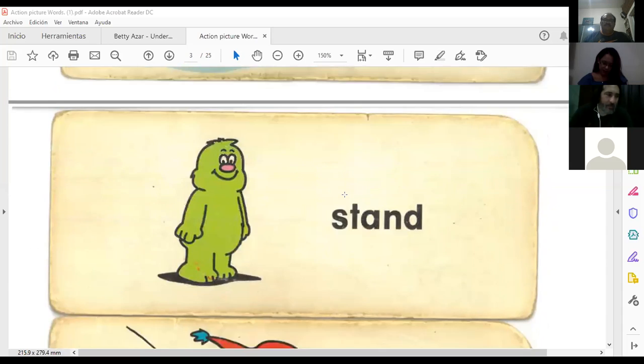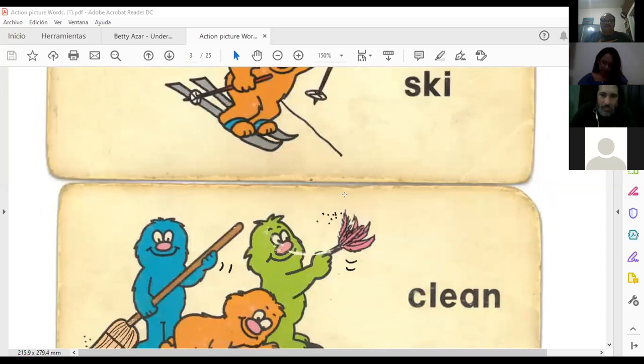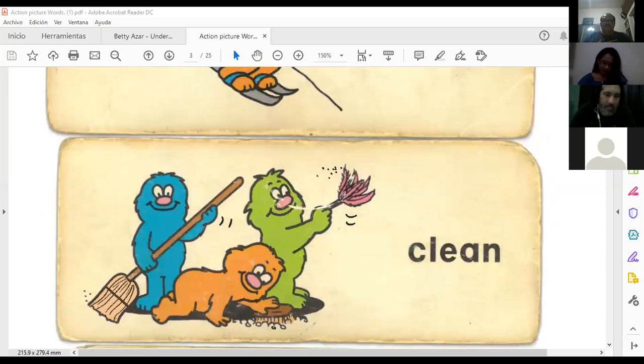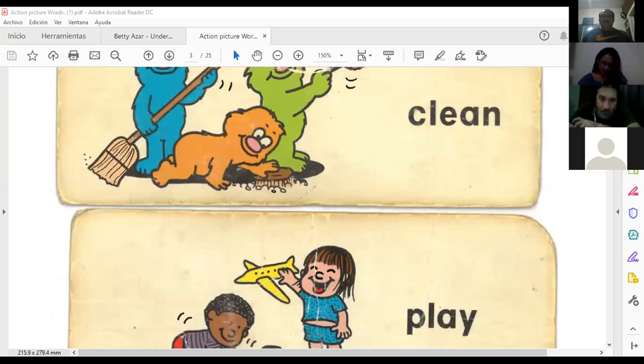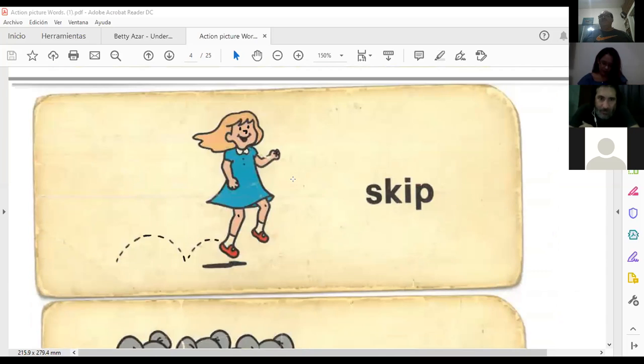Stand, stood, stood. Ski, ski, skid. And like that, right? So remember to have all these verbs fresh in your mind. Okay, skip with double P-E-D. Skip, skip, skip. It's like jumping, right?